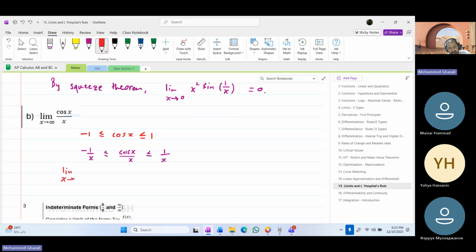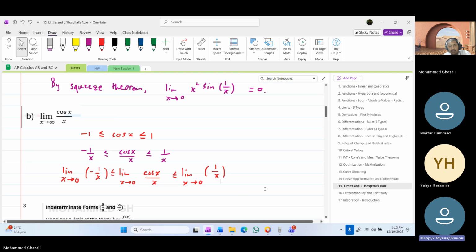Now we push in infinity. Limit as x approaches infinity. 99% of the time, the answer is always 0 for the squeeze theorem. The limit of cos x over x is less than or equal to the limit as x approaches infinity of 1 over x.